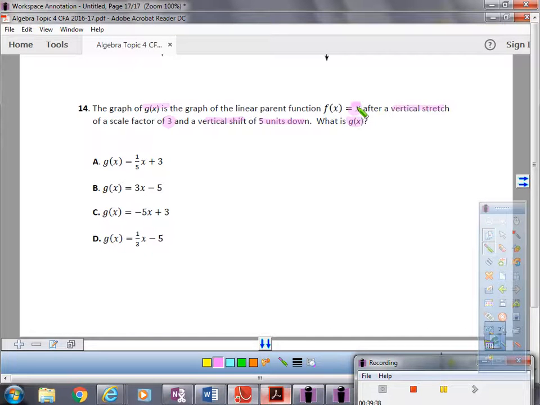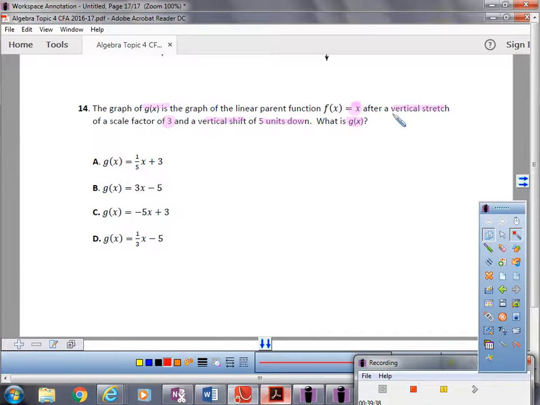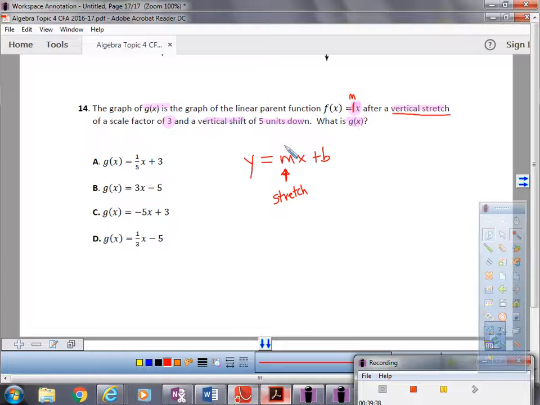So you want to graph your parent, and then you want to see which one would do a vertical stretch. Now, if you think about it, these are your linear functions, and linear functions are this equation here. When you do a stretch, you're affecting the slope. So that would be this number here. And it does tell you by a factor of 3. Well, your parent has a slope of 1. This is the parent slope. So if you're going to factor, means you're going to multiply 1 times 3. That means this should be 3.